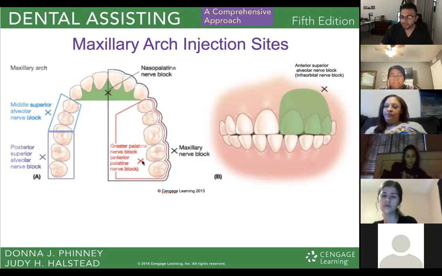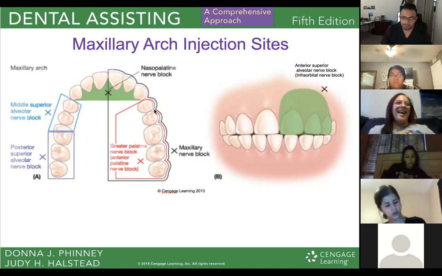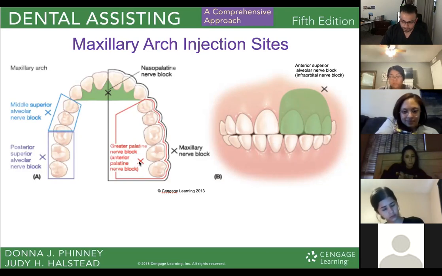This is a very painful injection, probably one of the most painful of them all from my experience and some of my patients' experiences. But what this will numb are the hard palate and the soft tissues covering the hard palate from the distal of the canine and all the teeth posteriorly. So if you want to numb all of these teeth, that one injection site will cover them all.